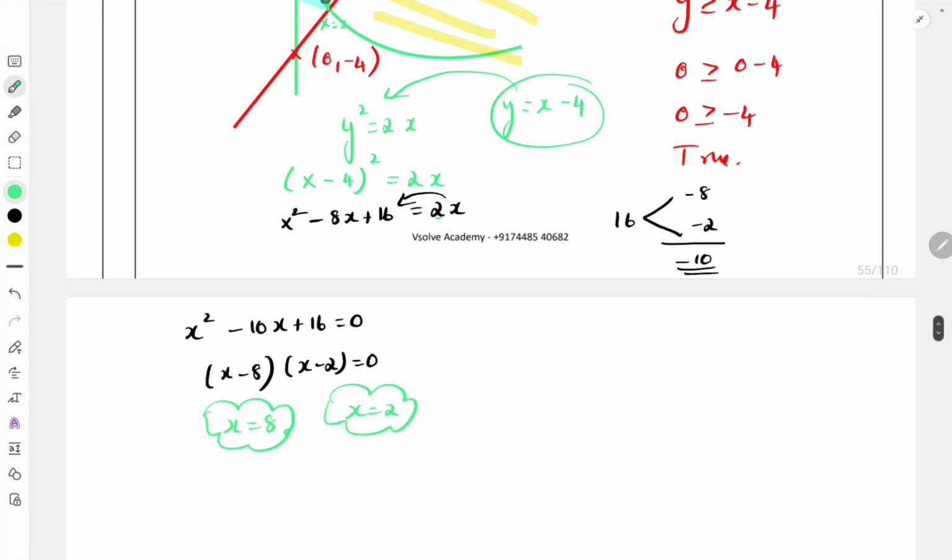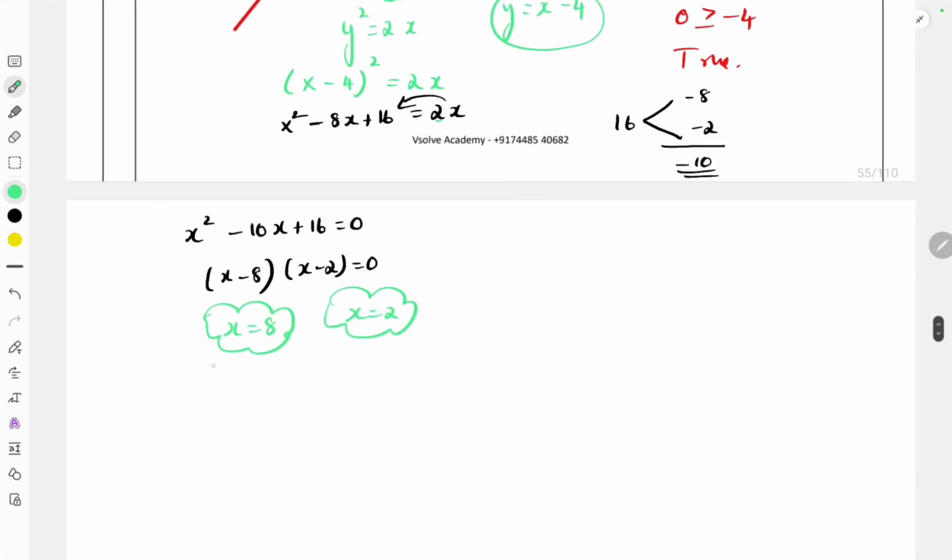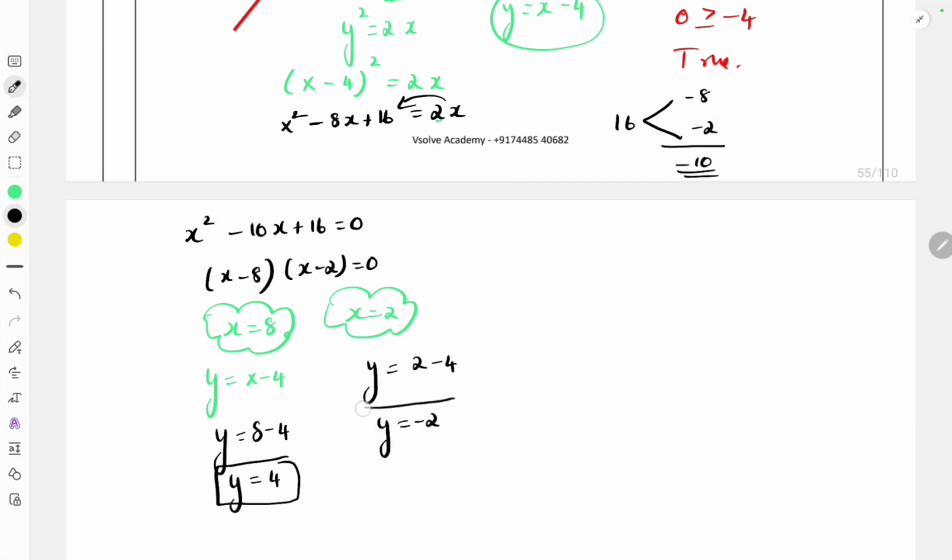So now correspondingly we will find y. If x is 8, then y will be equal to x minus 4, which means y will be equal to 8 minus 4. So 8 minus 4 is 4. And if x is 2, then y will be equal to 2 minus 4. So y will be equal to minus 2.